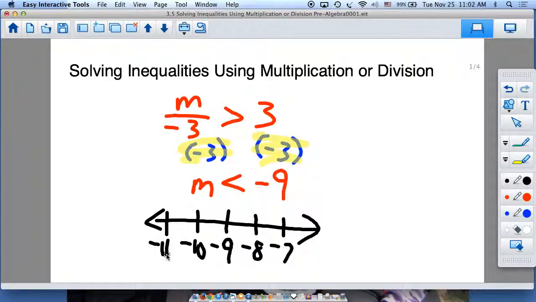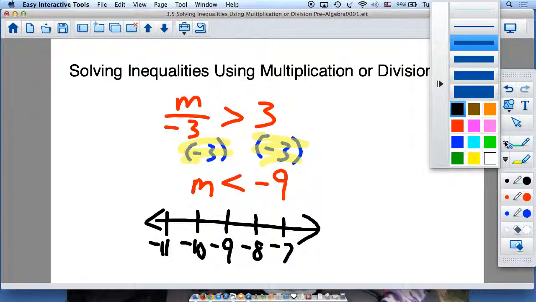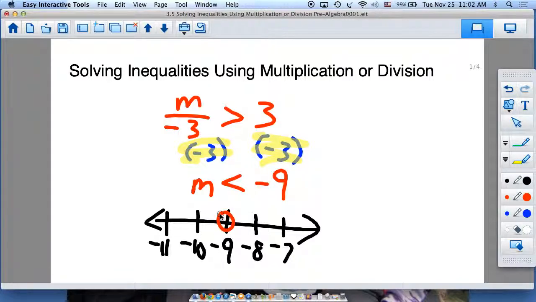So when we graph this, just as in the previous lesson, we're going to have an open circle on the -9 because it's less than, and m is lower than -9, so we should be shading in all numbers lower than -9. Now we can check ourselves. I'm going to try to make it easier and find a number that's easily divisible by 3. So I'm going to choose -12 because that's a number that's lower than -9.